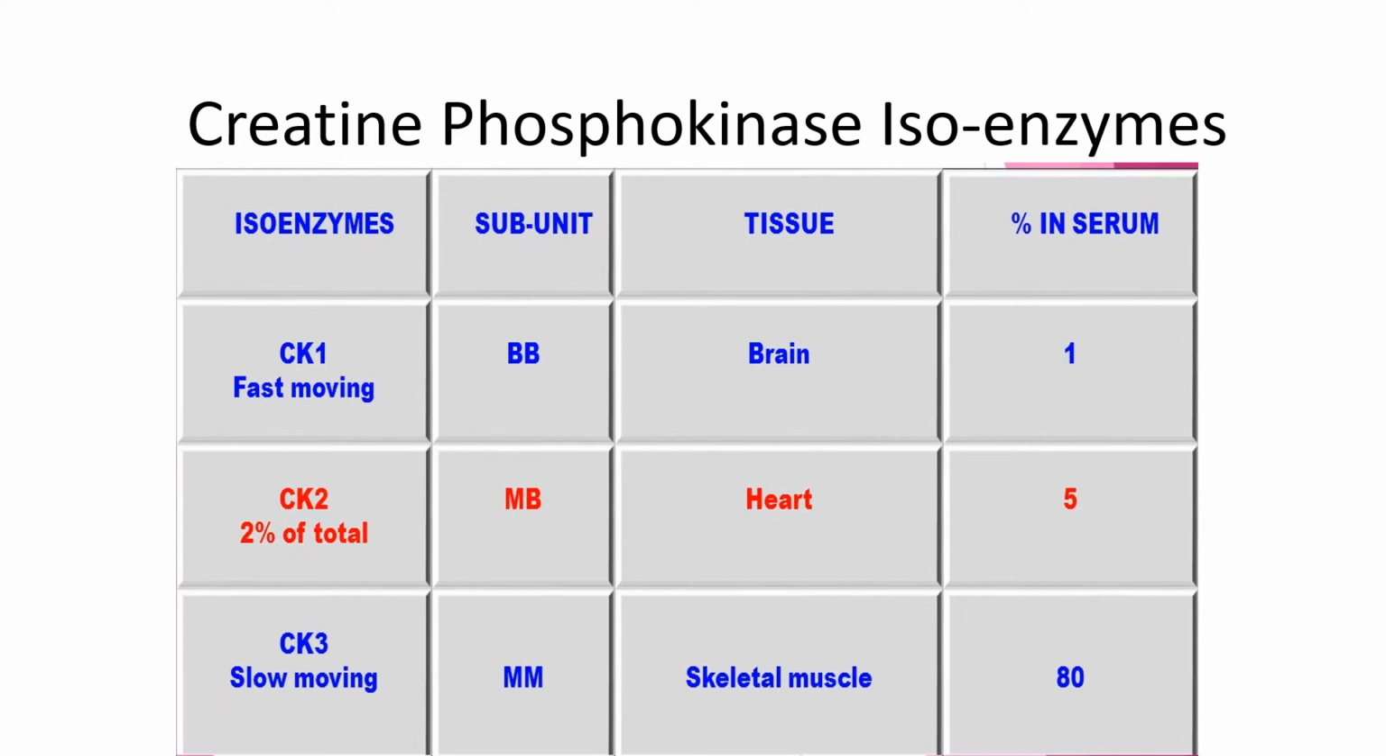Now this CKBB is also called CK1 because it moves very fast on the electrophoretic field, and it is normally present in serum in 1% concentration, whereas in normal circumstances only 5% of CK2 is present in the serum. And CK3, which is very slow moving and mainly present in the skeletal muscles, makes up 80% of what is present in the serum.